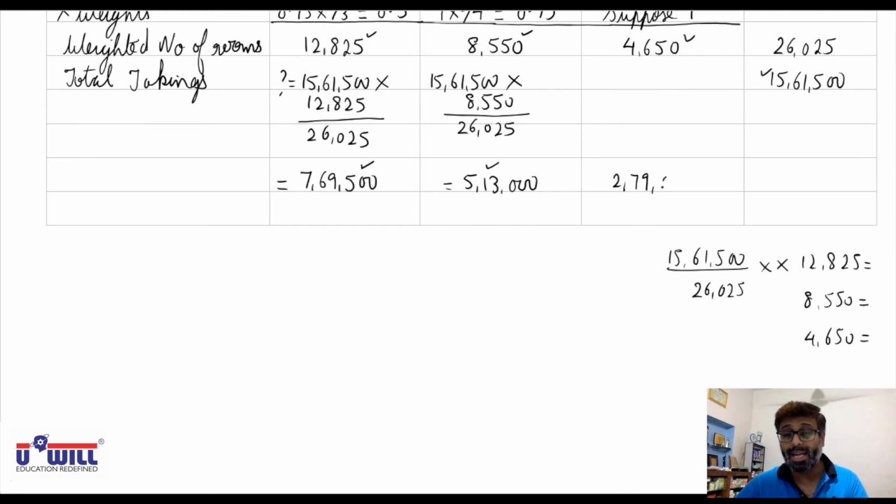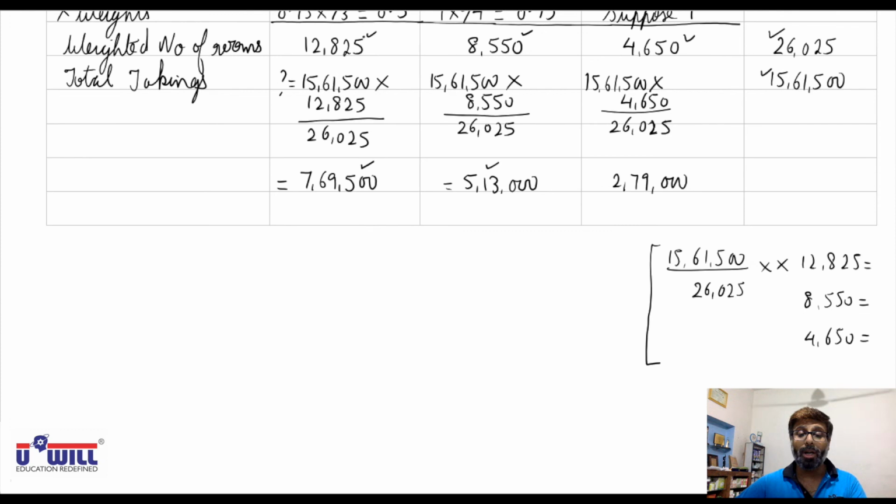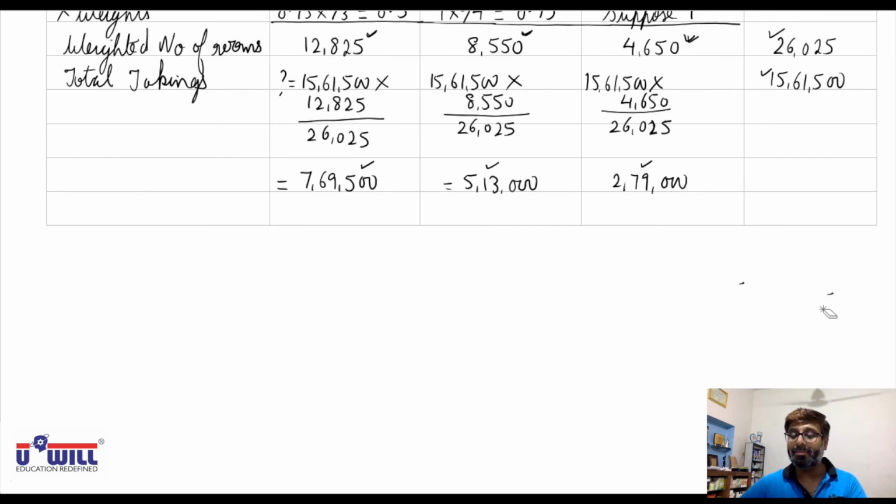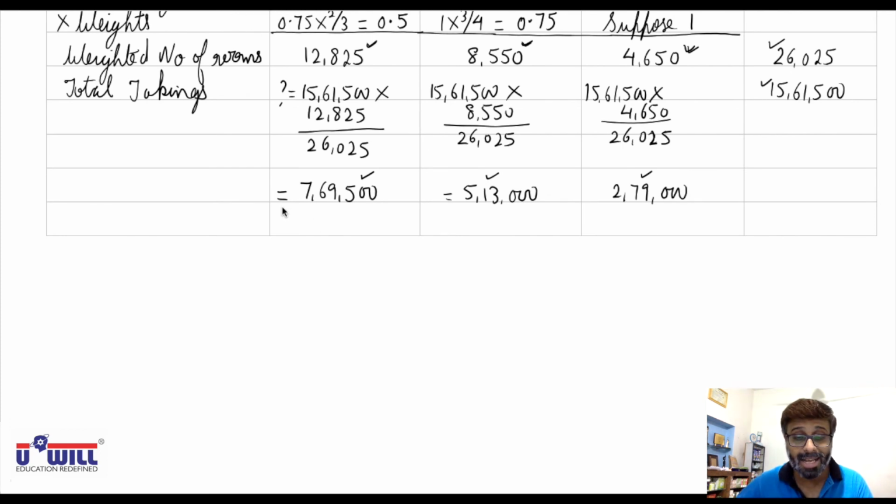So directly you'll get it in your calculators, but the actual calculation is 15,61,500 into 4650 divided by 26,025. But instead of doing so lengthy calculations every time, you can do this directly in your calculator. 15,61,500 divided by 26,025 into 12825 equal to 8550 equal to 4650 equal to, directly you will get 7,69,500, 5,13,000 and 2,79,000. Okay. Or if you don't understand, obviously you can do the entire calculation as shown here.